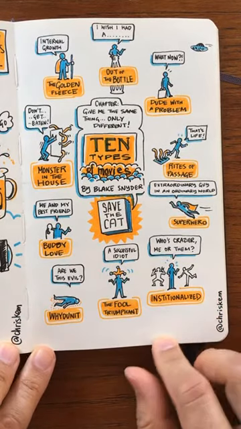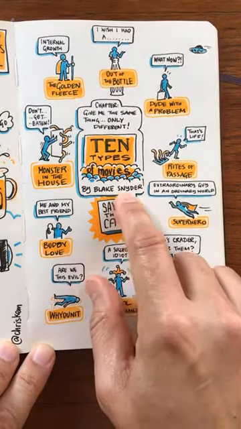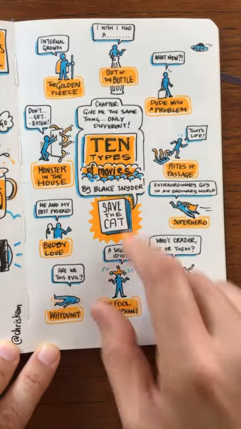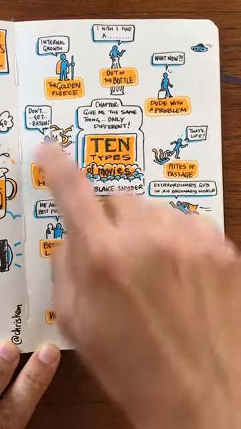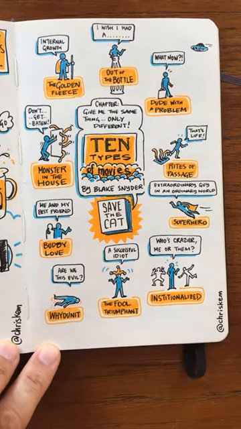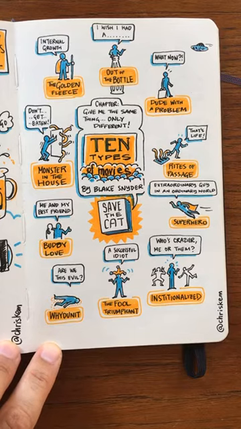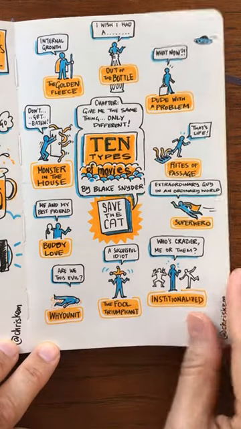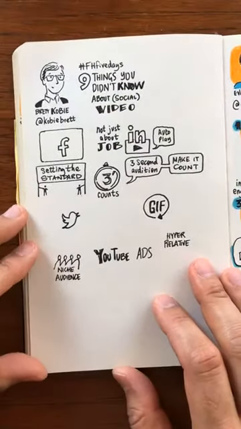And there's another note from Blake Snyder. And these are his 10 types of characters from movies. Stereotypical stories. This was a good read. All right, moving on.